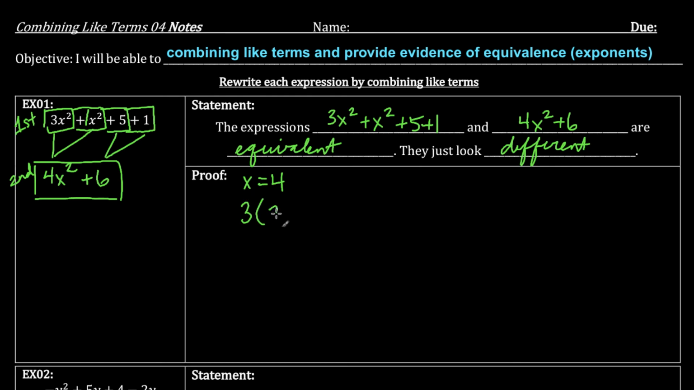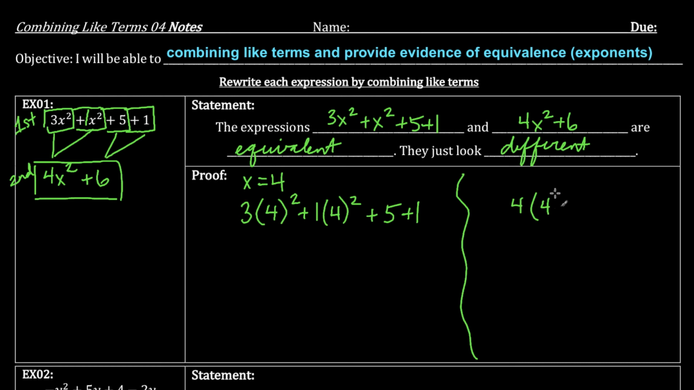Since it's so long, I'm just going to substitute already. 3 times 4 squared, right here, 4, plus 1 times 4 squared plus 5 plus 1 should be equivalent to 4 times, remember x is 4, squared plus 6. Remember, all I did was substitute 4 in here, and here, and in here.